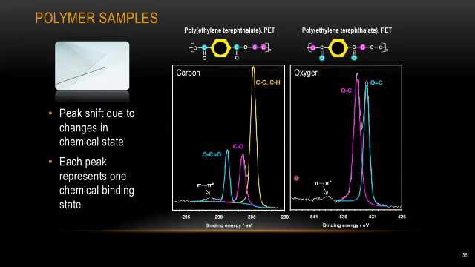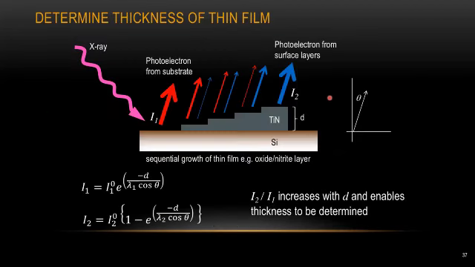That's why, if you have a high resolution scan, we can still determine some molecular information about your sample. We can also use XPS data to determine thin film thickness. The data on the screen is a silicon substrate with a titanium nitride thin film coating on top.